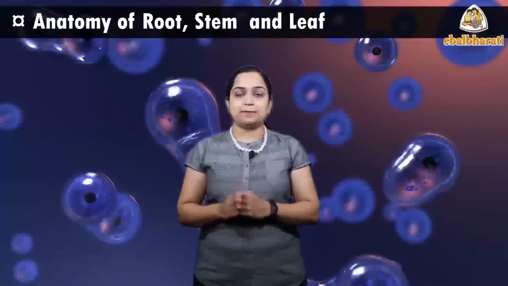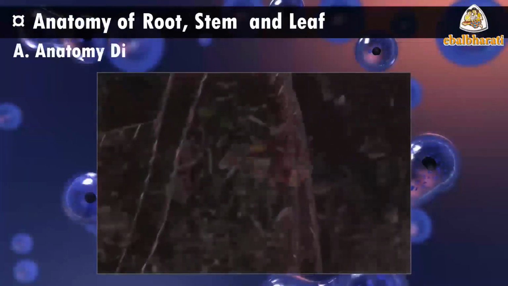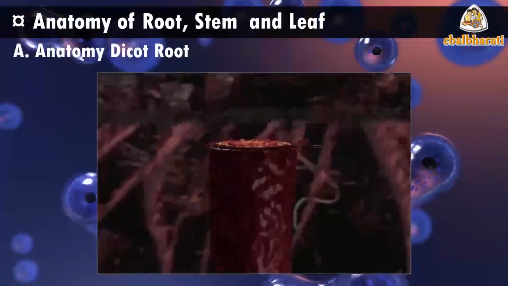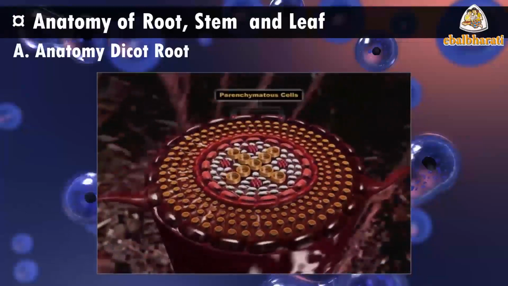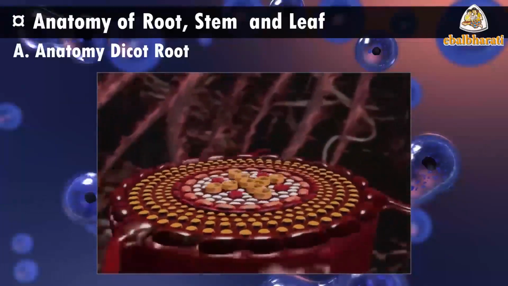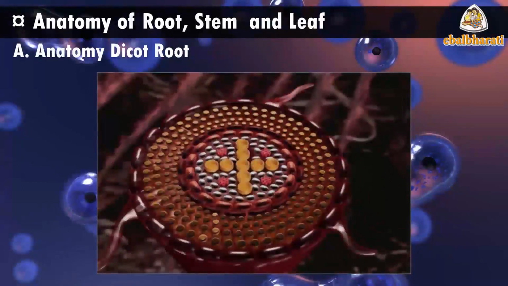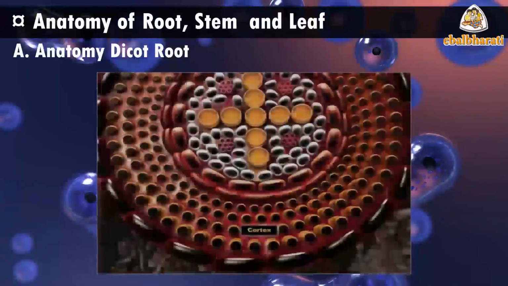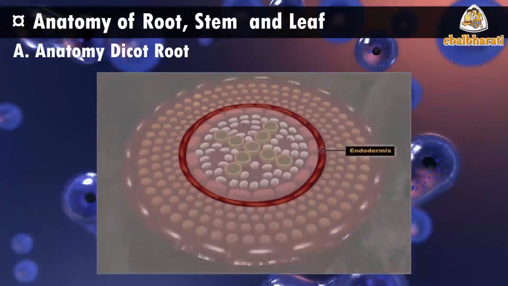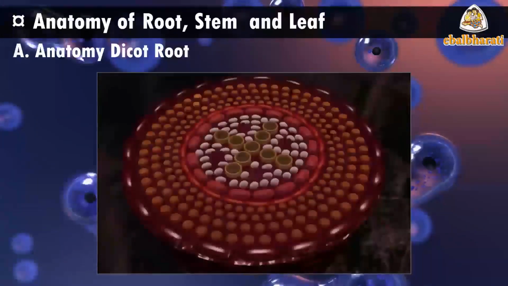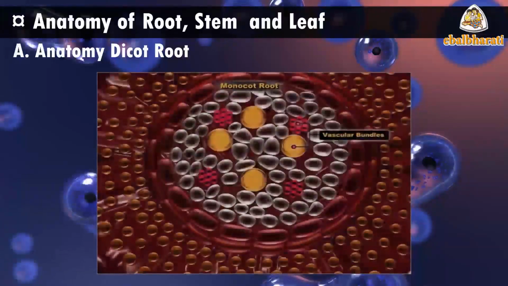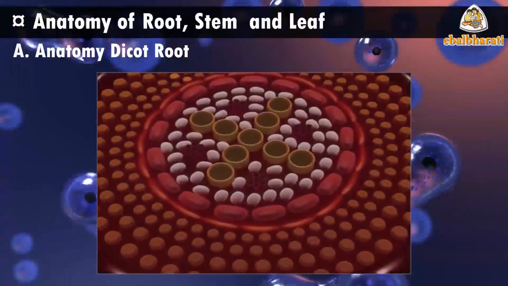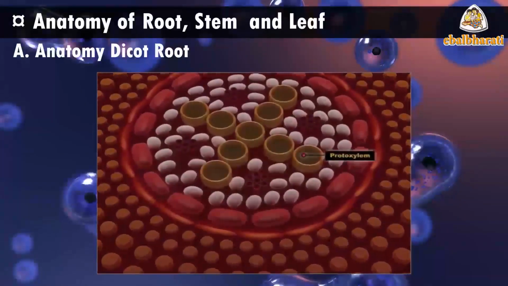Anatomy of root, stem and leaf. Anatomy of dicot root. The transverse section of a typical dicotyledonous root shows following anatomical features. The outermost single layer of cells without cuticle is epiblema. Some of its cells are prolonged into unicellular root hair. Next to it is the cortex, which consists of several layers of typical parenchymatous cells. Figure 8.14 denotes the same.